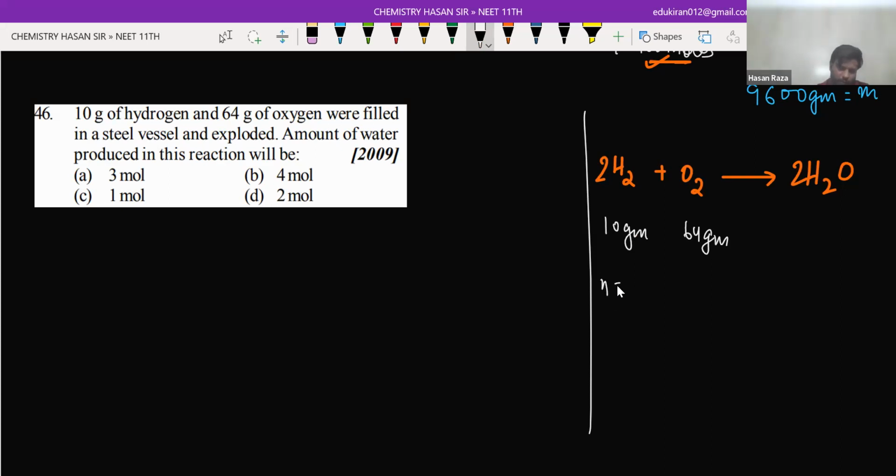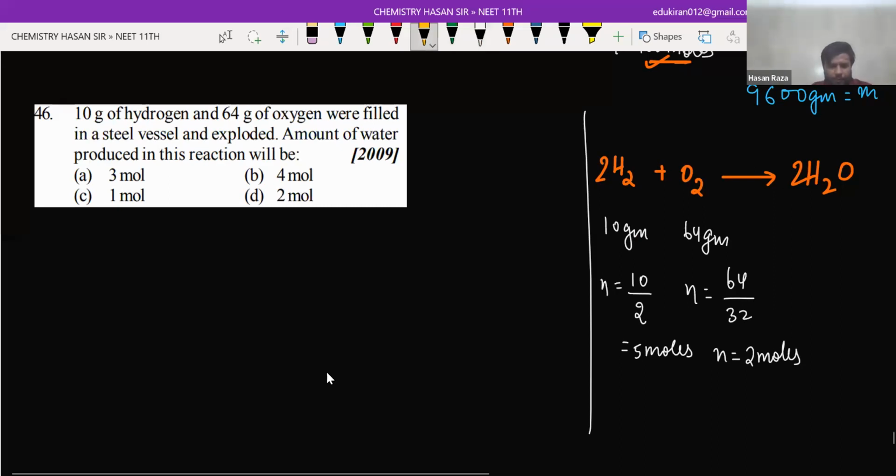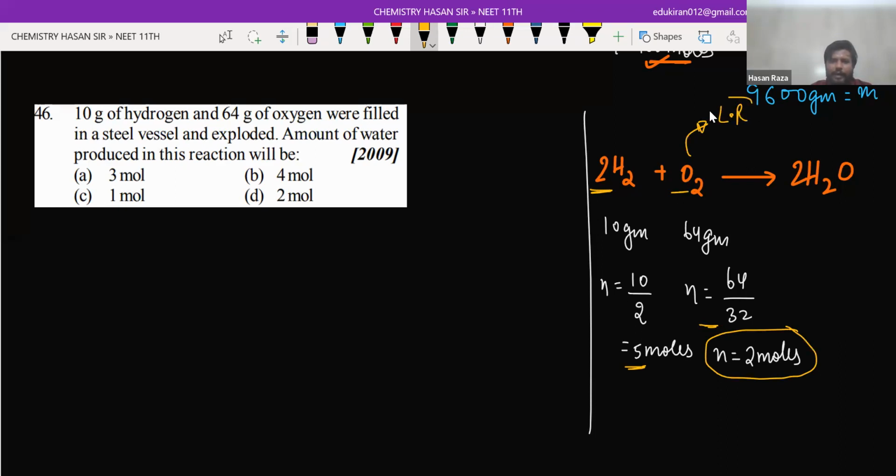First you always calculate the number of moles. Given mass upon molar mass, and the molar mass of hydrogen is 2, so you will get 5 moles. For oxygen, given mass is 64, molar mass is 32, so the number of moles is 2 moles. When two reactants are given with different numbers of moles, you can see 2 moles of this react with 1 mole of this. So 5 moles of this react with 2.5 moles of this. That means this is not enough, so this is your limiting reagent.